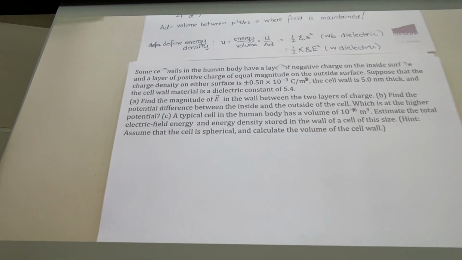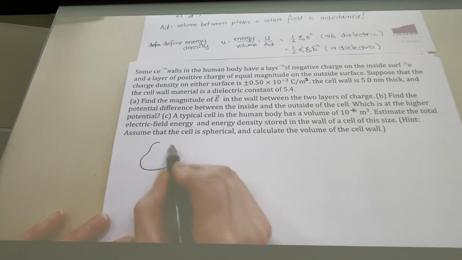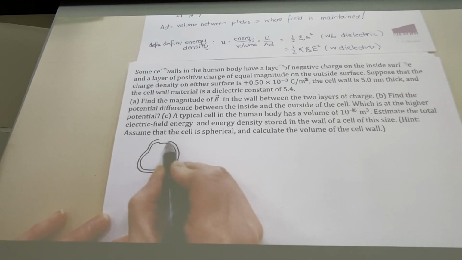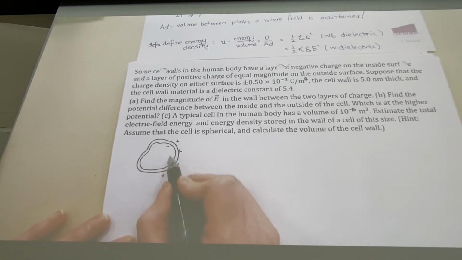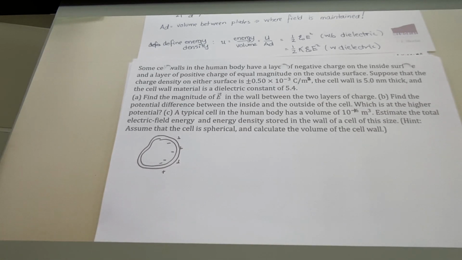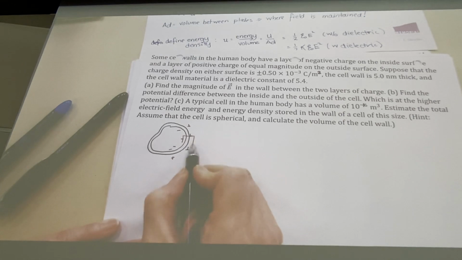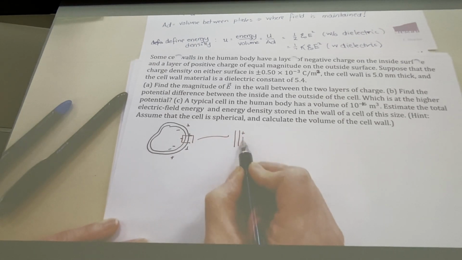So, to get started, I'll just draw a quick picture of a cell. I'll say it looks something like this, and then it has a really thin cell wall. The outside is positive, the inside is negative. If you zoomed in enough, you would come to where it looks just like the capacitors that we've been studying so far.